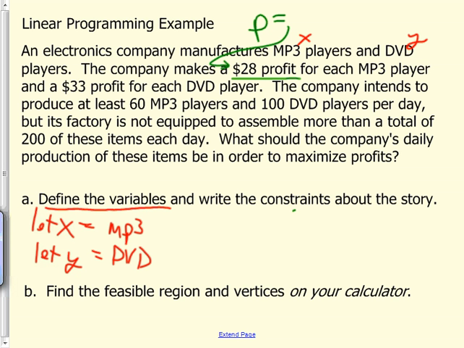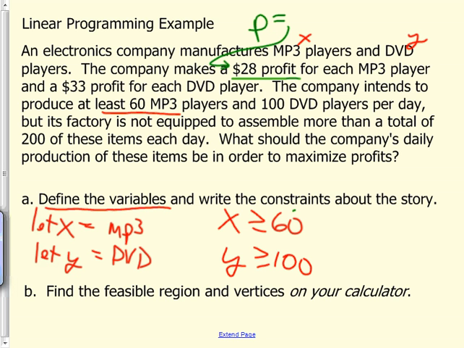Next, write the constraints about the story. The constraints are the equations. X, which is the MP3s, had to be at least 60, greater than or equal to 60. Raise your hand if you had greater than or equal to 60. Okay, good. And then the Y, the other ones, had to be greater than or equal to 100.